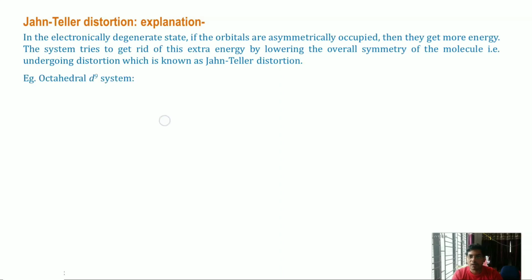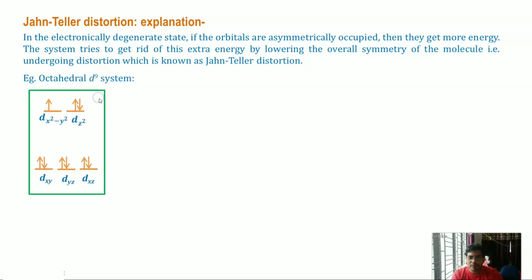Now what happens when they are asymmetrically occupied? Suppose you have d9 octahedral symmetry. Again, d9 will be asymmetrically occupied in the eg level, because the last electron may occupy either the z square orbital or the x square minus y square orbital. So the eg orbitals are asymmetrically occupied, but not t2g. The t2g are symmetrically occupied. I have written some points here for you.